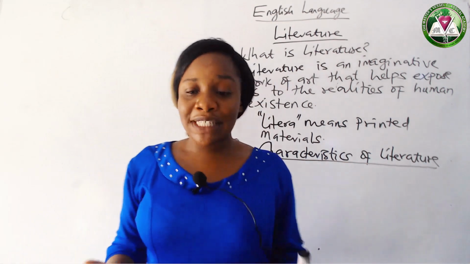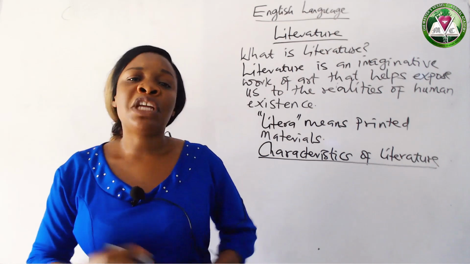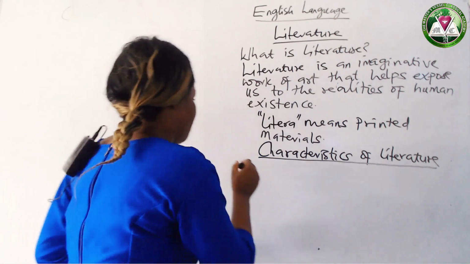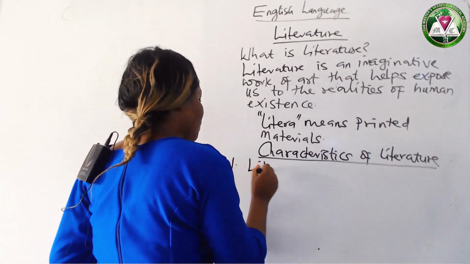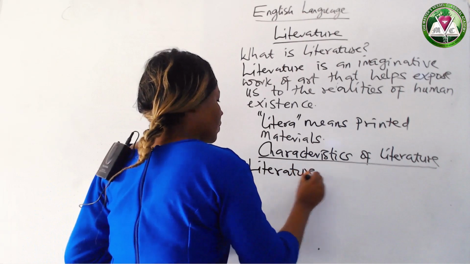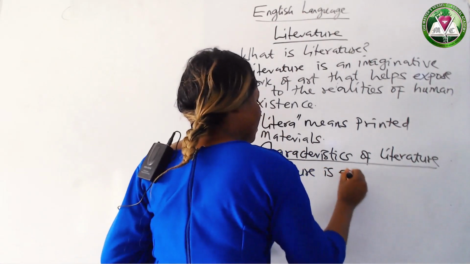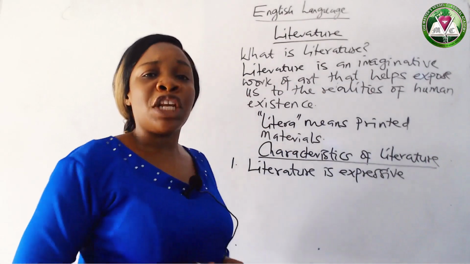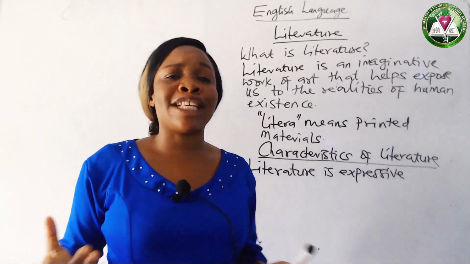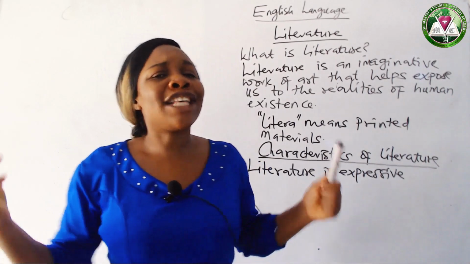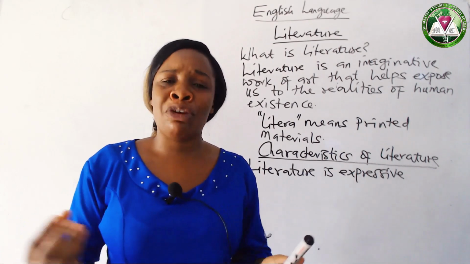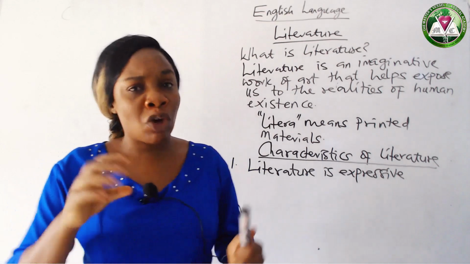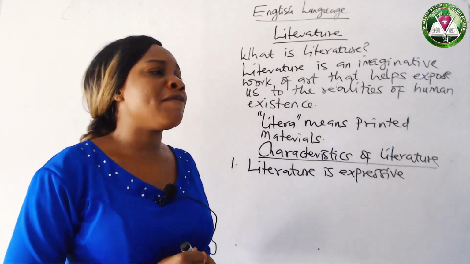Now, what are the characteristics of literature? Now, one characteristic of literature is that it is expressive. Number 1, literature is expressive. What does it mean for literature to be expressive? Literature is expressive because you can use it to express yourself, either in writing or orally, either in written form or in oral form. It is expressive.